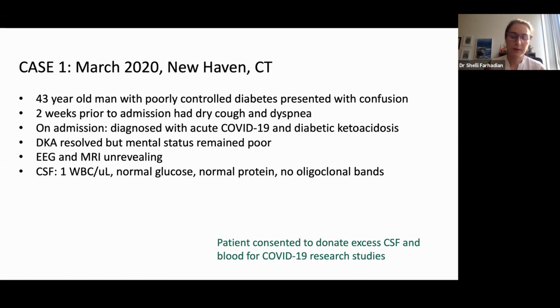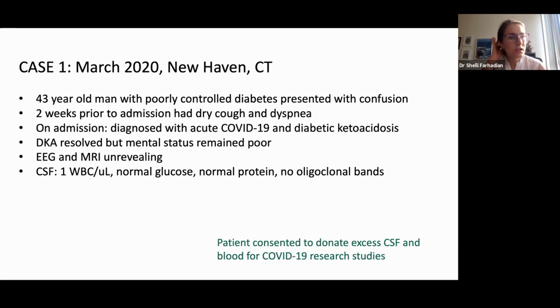So I'm going to try, because our time is so limited, to focus as much as I can on a specific case as an example of what we've been looking at. So this is a patient who I saw actually during our first week of patients with COVID-19 in our hospital last March, when I was attending in the hospital. So this was a 43-year-old guy who had a history of poorly controlled diabetes, and he came to the hospital presenting primarily with a mental status issue.